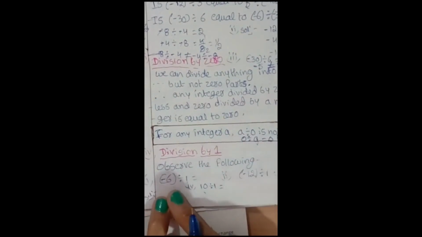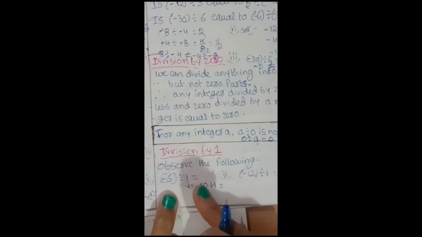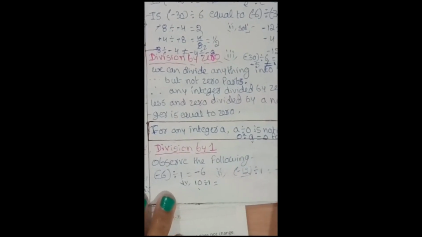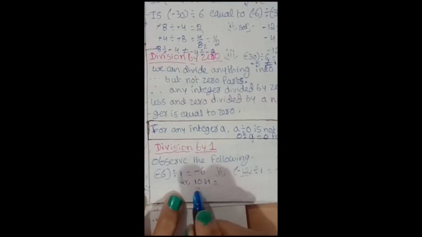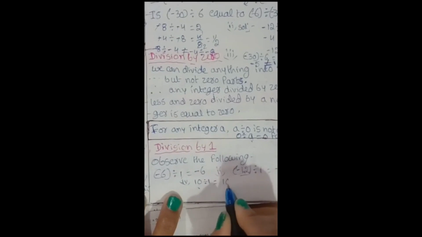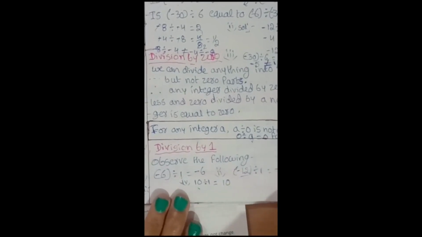Solutions. First one: minus 6 divided by 1 is minus 6 only. So that's why minus 6 only. Are you okay? Very easily. And minus 12 divided by 1 is minus 12. And minus 24 divided by 1 is minus 24. 10 divided by 1 equals 10 only. Are you okay, Gagan sir, neatly?